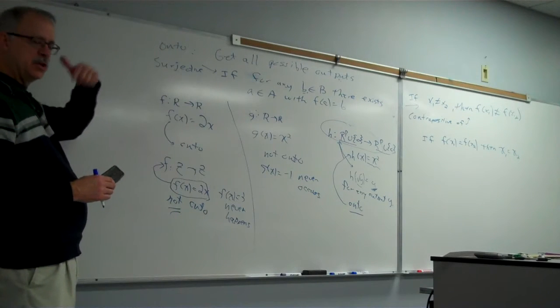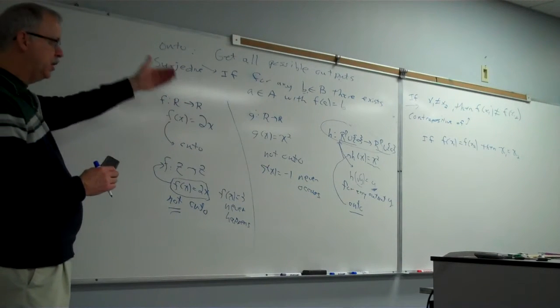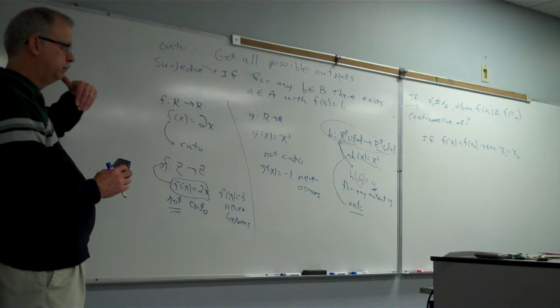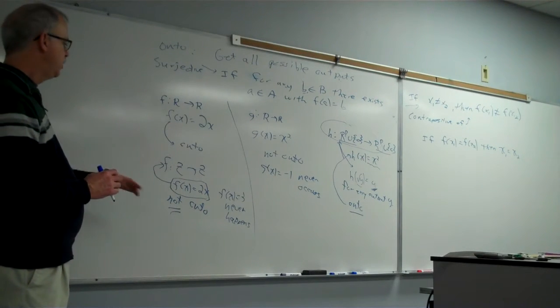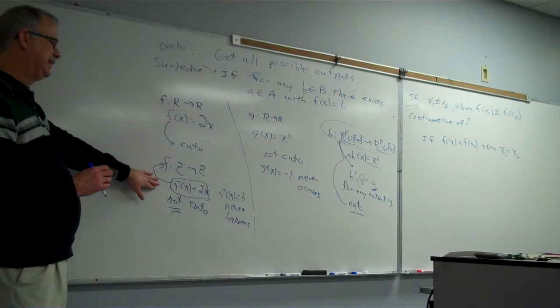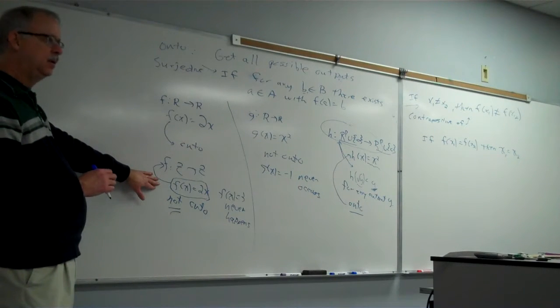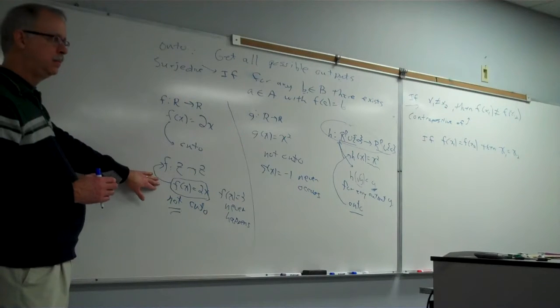So we're only stepping back once. Tell me the output, can I figure out where it came from? If I can always figure out where the output came from, the mapping's onto. If there's an output where it's like, no, I can't get that output, the mapping's not onto.